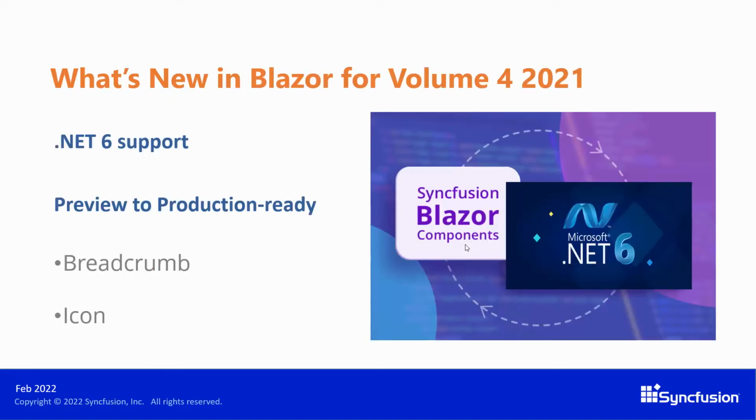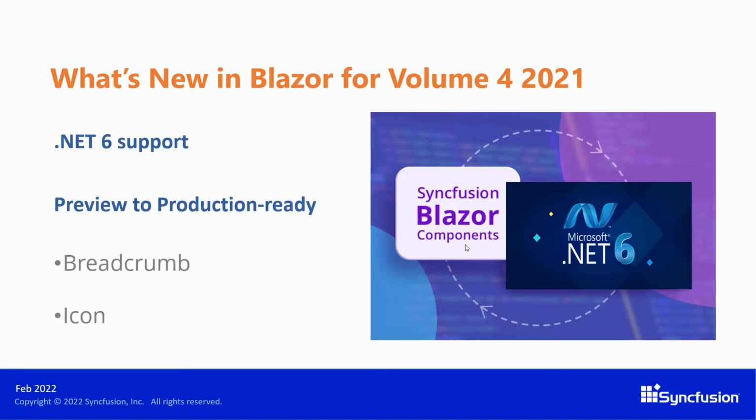So what's new in Blazor for this Volume 4 2021 release? All our Syncfusion Blazor components now support .NET 6.0. We all know .NET 6 comes with a lot of improvements for Blazor, like AOT compilation for WebAssembly apps, dynamic component support, error boundaries, hot reload and so on. So now all our Syncfusion Blazor components support .NET 6.0 and can make use of all these features that are applicable with .NET 6.